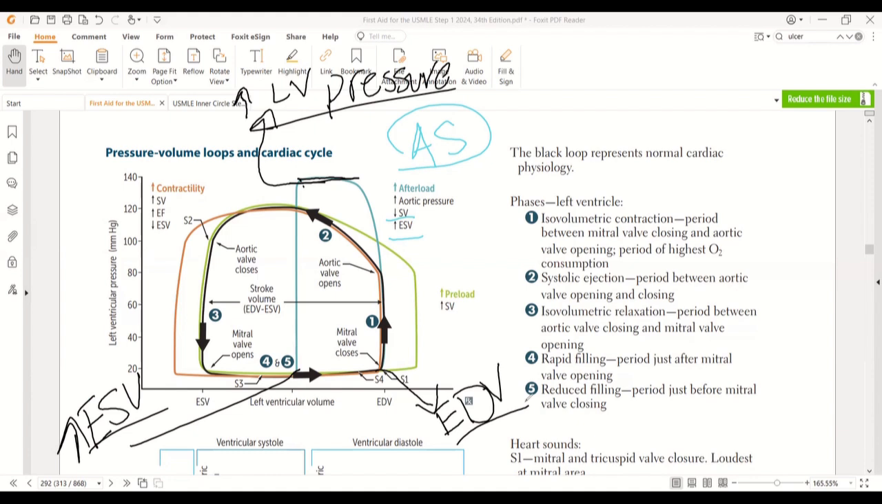This is the approach you have to adopt in USMLE, right? Okay, so this is end diastolic volume minus end systolic volume. Stroke volume is decreased, right? This is decreased, this is normal. When you compare this with the normal, it means the stroke volume is decreased, right? Are you able to identify these kinds of pressure volume loops in your exam?